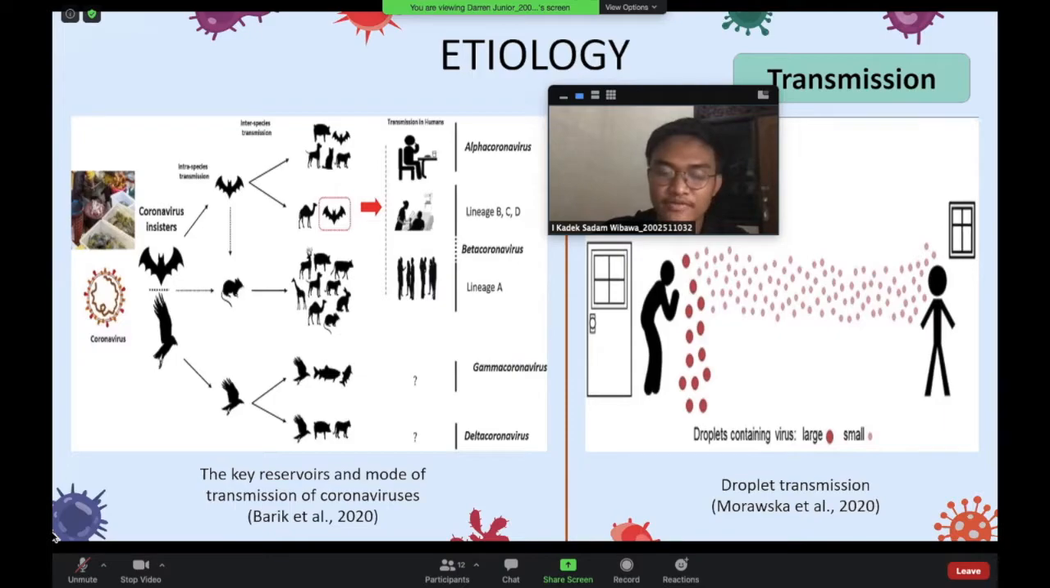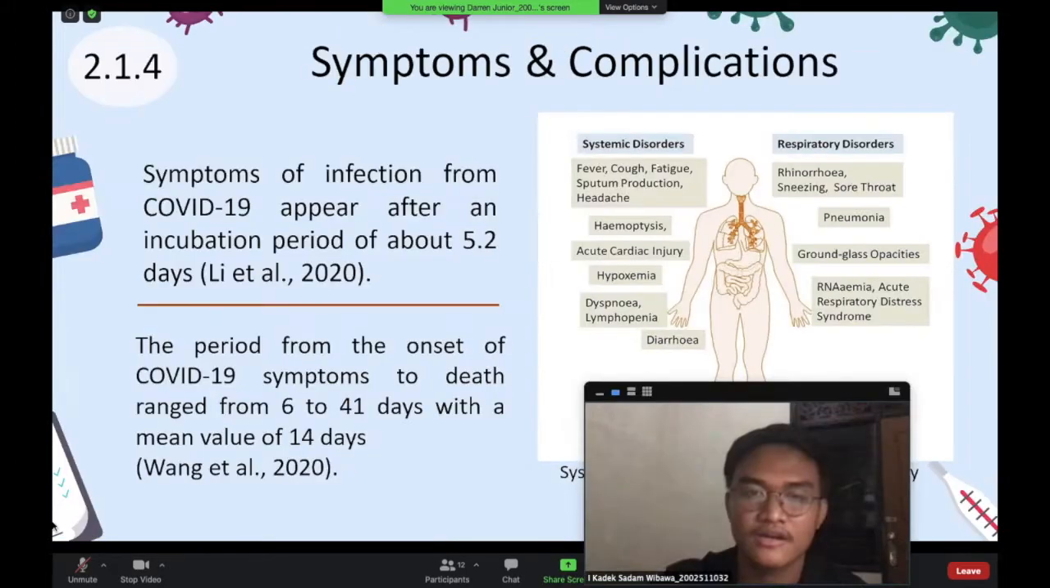Next. This is the key reservoir and mode of transmission of coronavirus. The coronavirus family has four genera of coronavirus, namely alpha, beta, delta, and gamma coronavirus. Alpha and beta coronavirus generally have genomic characteristics that can be found in bats and rodents, while delta and gamma coronavirus are generally found in avian species. Human-to-human transmission can occur via droplets released when an infected individual coughs or sneezes at a distance of approximately 2 meters.